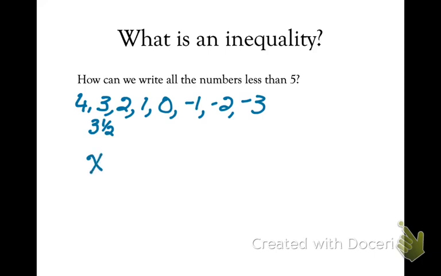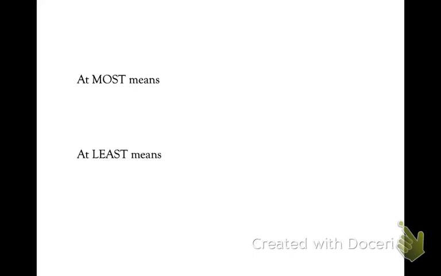Now, if we let x represent every number that is less than 5, then we have a symbol called a less than symbol, and then we would put 5 in this. You would read this, x is less than 5, and this is an inequality. So we're going to learn what these symbols are and how to use them in this video. But first, let's look at a little bit of vocab.